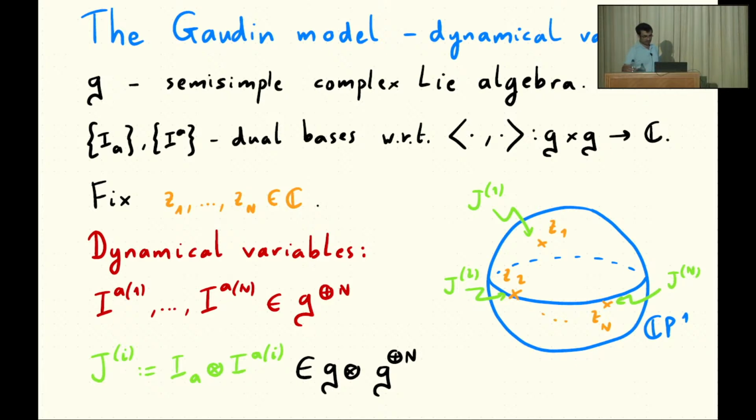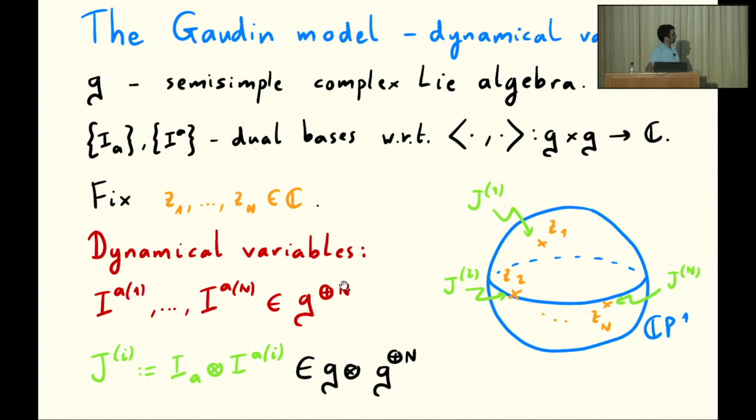So the data is a finite dimensional semi-simple Lie algebra over the complex numbers. Fix some non-degenerate symmetric bilinear form on the Lie algebra. And then you pick some dual bases with respect to this bilinear form. This is just convenient for describing the Lax matrix. And then you fix a set of marked points on the complex plane. So z1 up to zn are complex numbers. And the dynamical variables of the Gaudin model are essentially just copies of the Lie algebra attached to these marked points. So essentially you take your basis elements I_a and you introduce an extra label 1 up to n, which labels the marked point. And these basis elements are attached to that particular marked point. So these are sort of the abstract Lie algebra generators, which you should think of as dynamical variables in the Gaudin model.